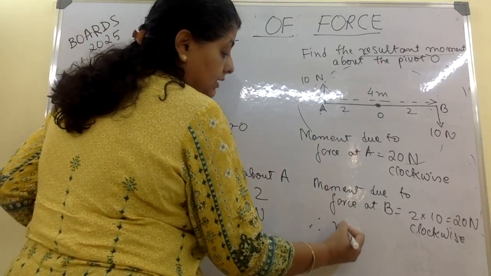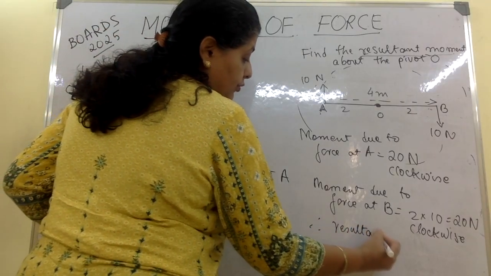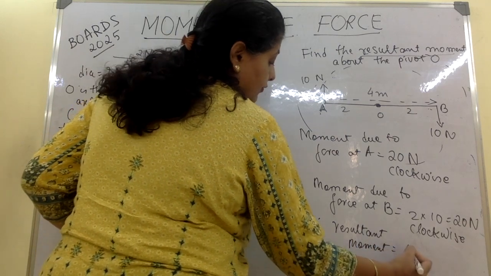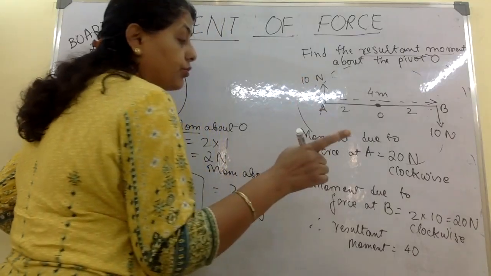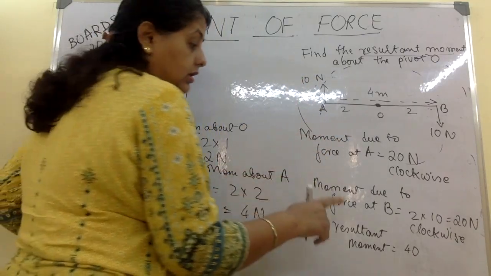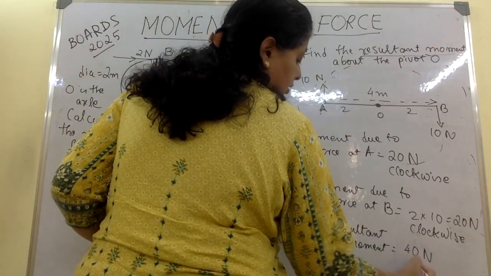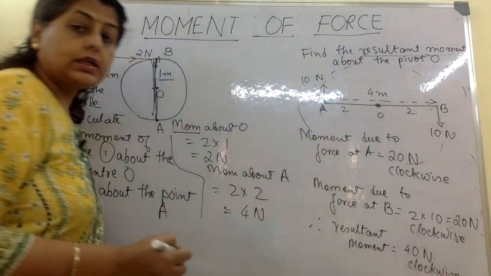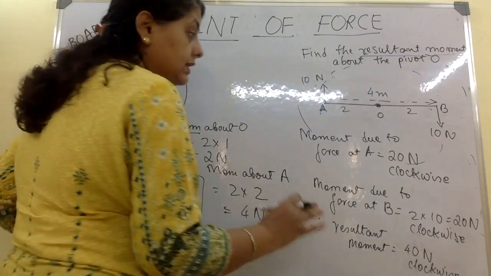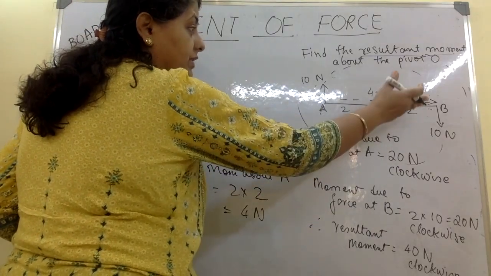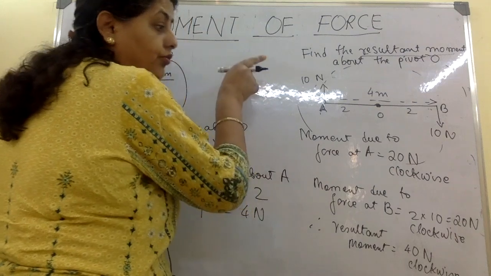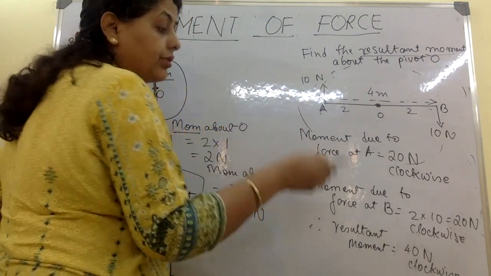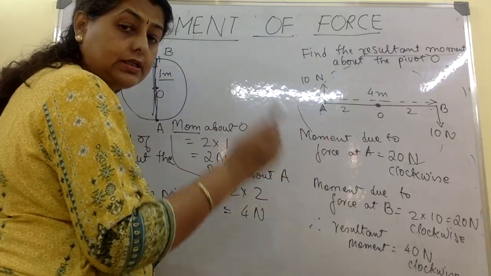Therefore, resultant moment is 40. Resultant moment is 40 what? 40 Newton meter clockwise. So you must keep writing the direction. In other words, this is moving this way, that is also making the rod move this way. Finally the rod moves like this, with a moment of 40 newton meters total.